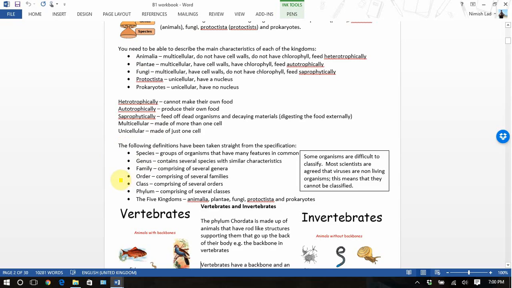Class comprises several orders. Phylum comprises several classes. And then there are the 5 kingdoms, as we've just listed. Remember, most organisms are difficult to classify, because they sometimes have features from many different species. Most scientists agree that viruses are non-living organisms, and non-living organisms cannot be classified. So if you're ever asked why viruses can't be classified, it's because they are non-living organisms.